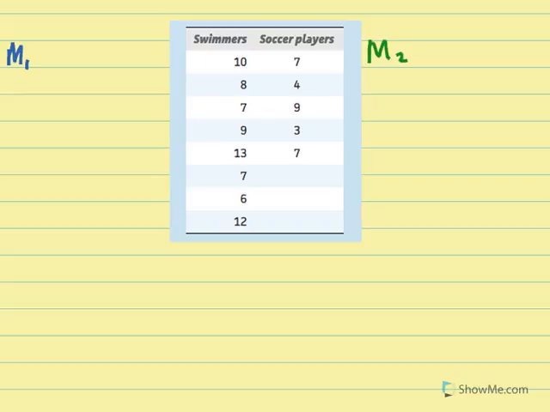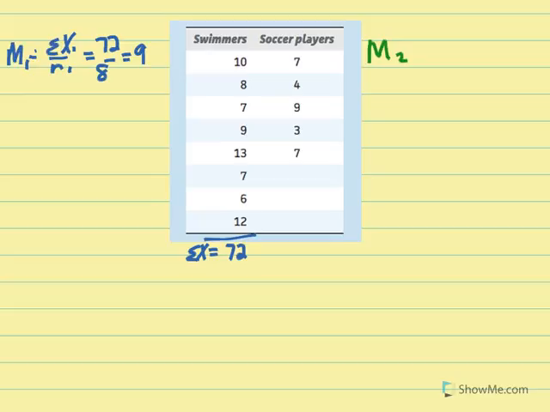So we have, again, the swimmers of our first distribution, so we know that the mean is equal to the sum of x over n. So we're going to take the sum of x here. If we add all of those up, 10 plus 8, and so on, we get a sum of 72. And we know from before that our sample size is equal to 8. So we have an average neurological test score of 9.